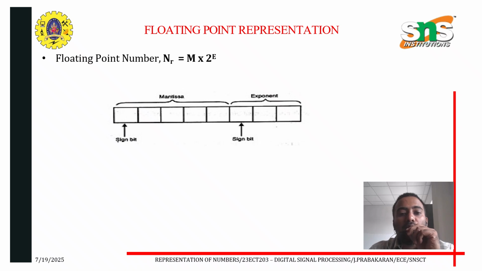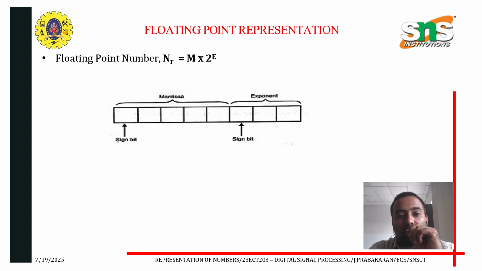Then in floating point representation, both mantissa and exponent use 1 bit for representing sign. Usually the leftmost bit in mantissa and exponent is used to represent the sign. 1 in the leftmost bit position represents negative sign, and 0 in the leftmost bit position represents positive sign.